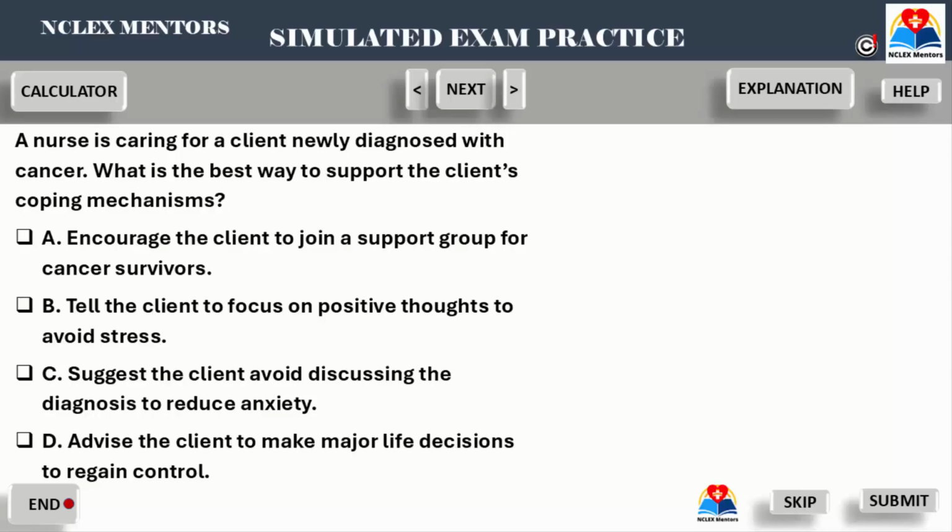Here's your NCLEX question. A nurse is caring for a client newly diagnosed with cancer. What is the best way to support the client's coping mechanisms? Your options are: A, encourage the client to join a support group for cancer survivors. B, tell the client to focus on positive thoughts to avoid stress. C, suggest the client avoid discussing the diagnosis to reduce anxiety. D, advise the client to make major life decisions to regain control.